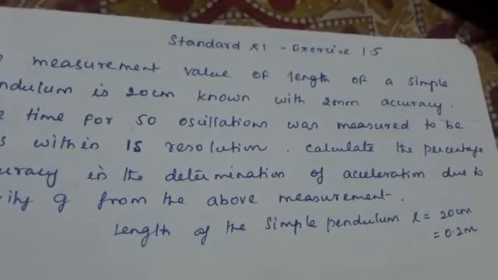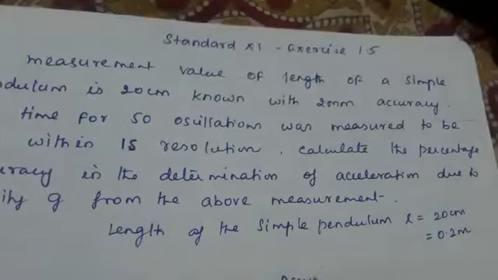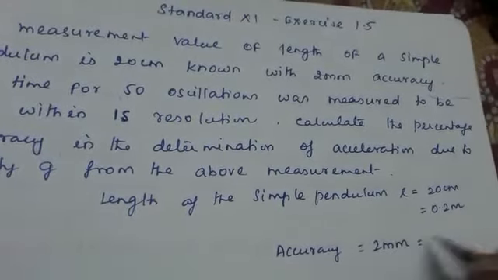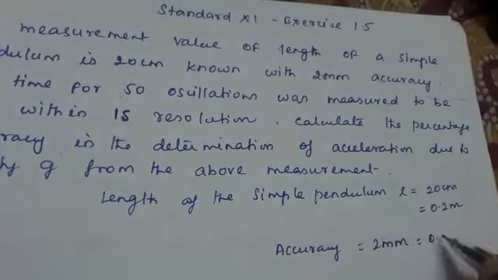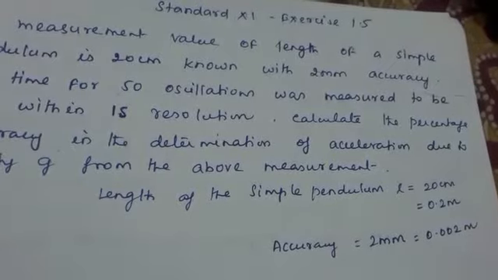And accuracy is given. Accuracy for the length is given. So accuracy is equal to 2 millimeter. If you write 2 millimeter in terms of meter, it is 0.002 meter.